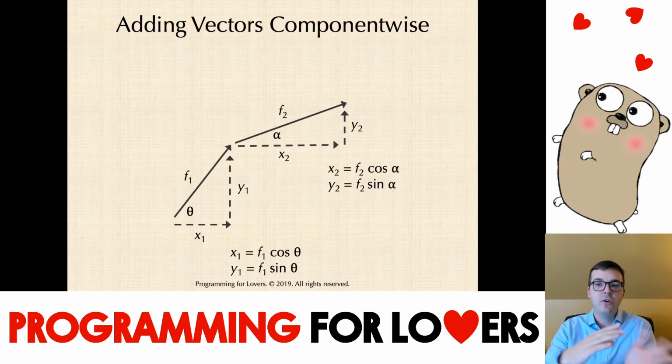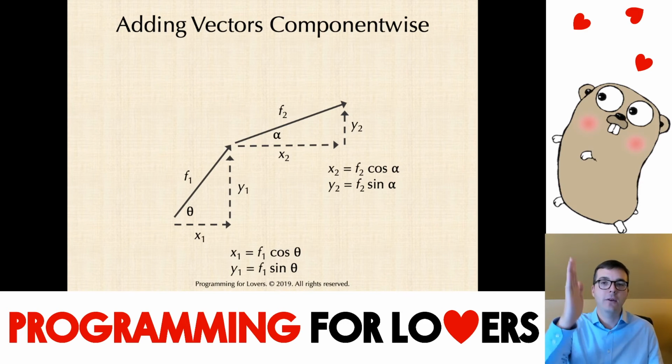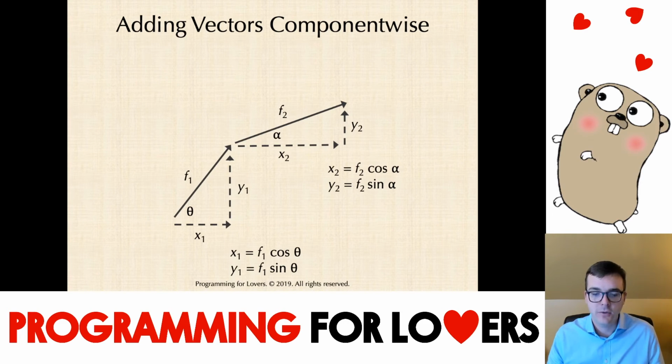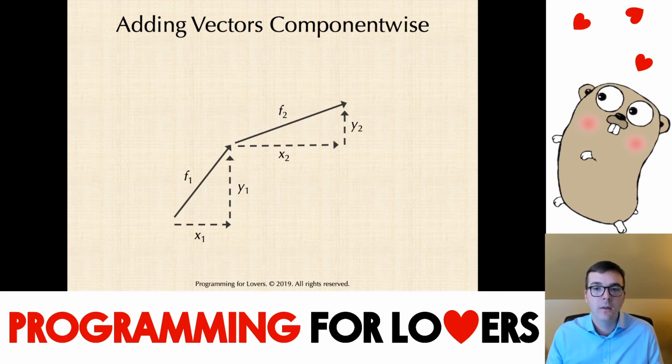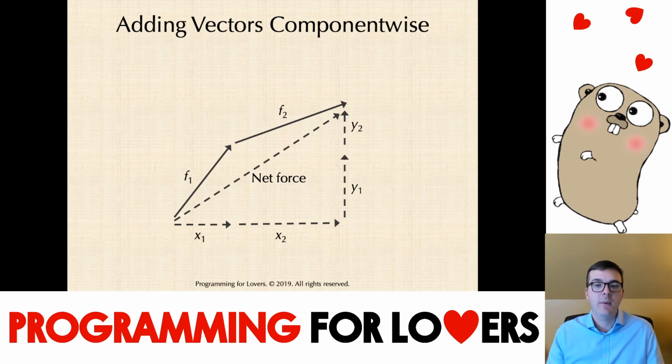So if I have F2 and alpha, its direction, I can get that x2 is F2 cosine alpha, and y2, the magnitude of the force in the y direction, is F2 sine of alpha. And now it's just a matter of noting that I can view the vectors this way, or I can take the components and first sum x1 and x2, and then sum y1 and y2. And note that the net force will then be x1 plus x2 in the x direction, and y1 plus y2 in the y direction.